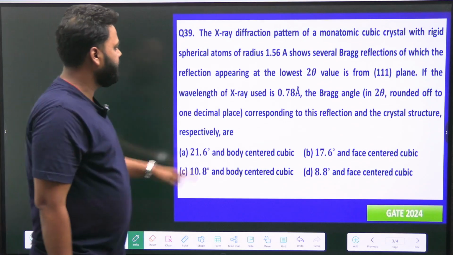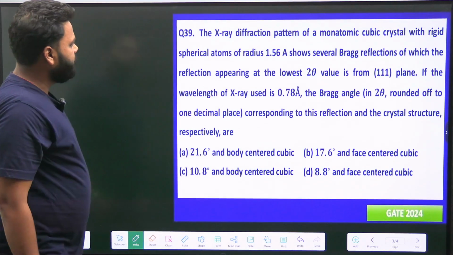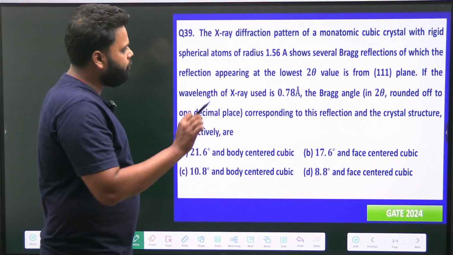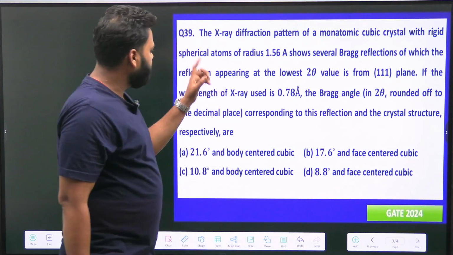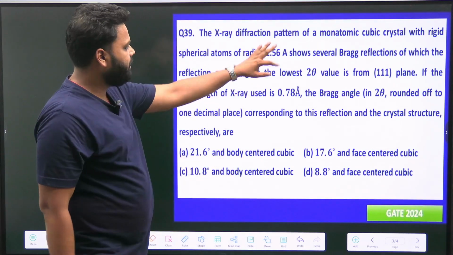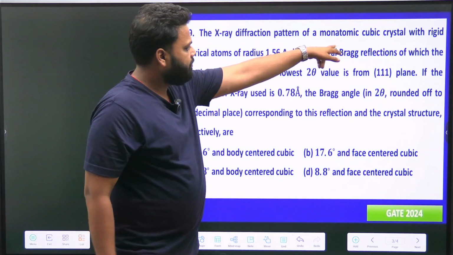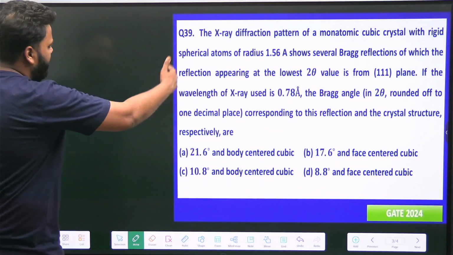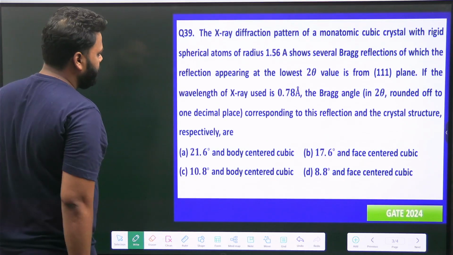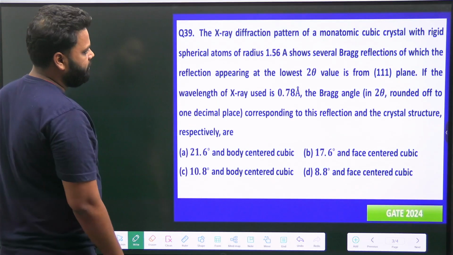This is a question from the X-ray diffraction, and the question is: the X-ray diffraction pattern of a monoatomic cubic crystal with rigid spherical atoms of radius 1.56 angstrom. So, which type of crystal do we have? This is a cubic crystal, and the atoms are spherical, and the radius is 1.56 angstrom.